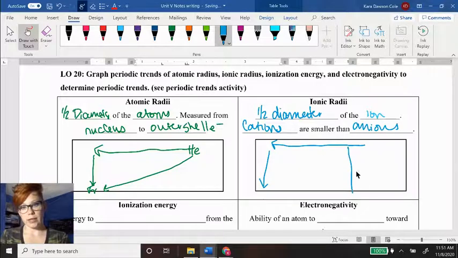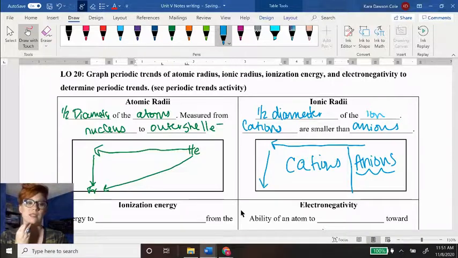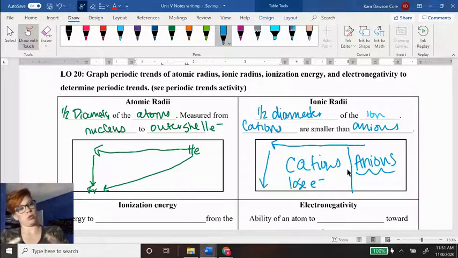However, where your anions are, these are going to be larger than your cations. So just pay attention to that. Cations are always smaller than the anions because they lose electrons, which means they're losing energy levels, and then the anions are gaining electrons, which kind of push the electron cloud out because they have to have more space in order to not repel one another.